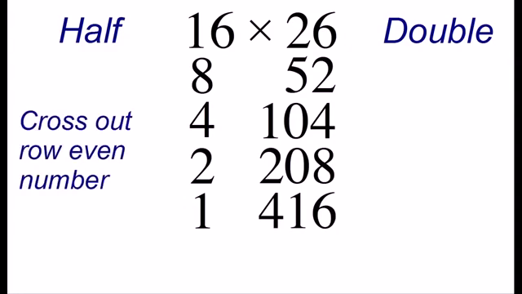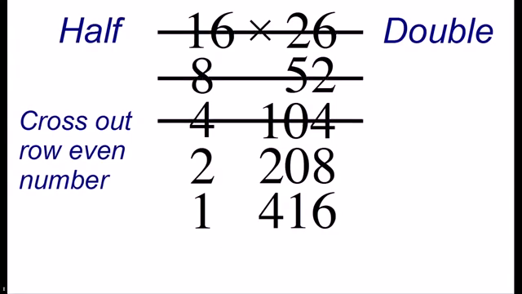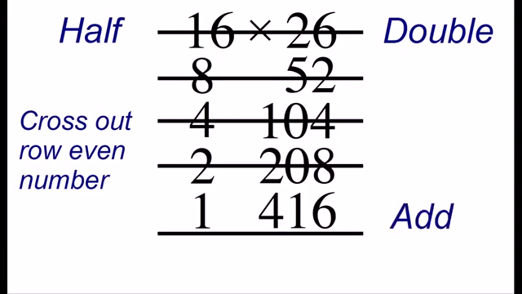The third step is to cross out any row in our table that starts with an even number. And in this table we have a lot of even numbers. So we cross out the first row, the second row, the third, and the fourth row. The only row that remains is the last row, and so that's our answer, 416. And in fact, 16 times 26 is 416.